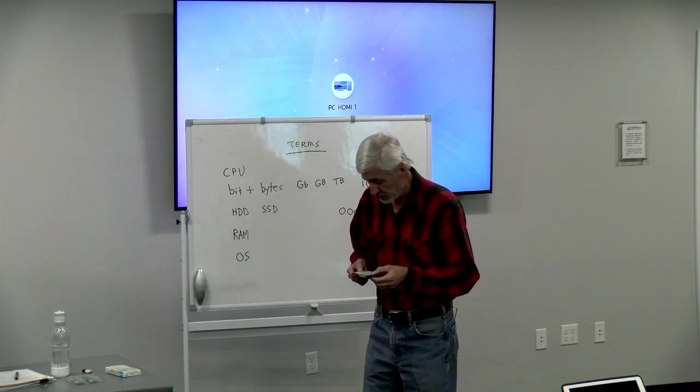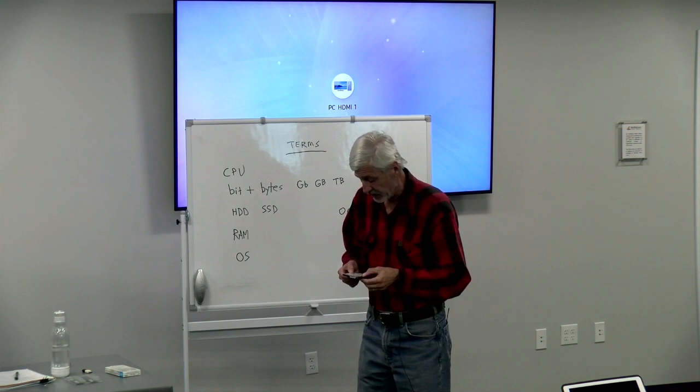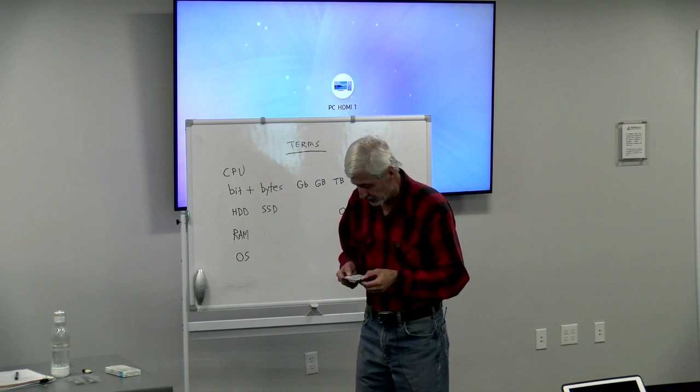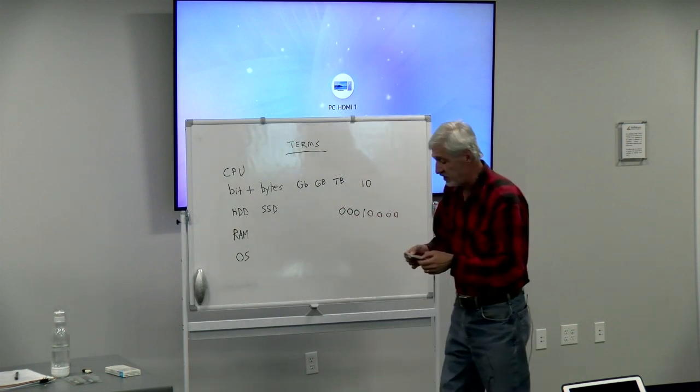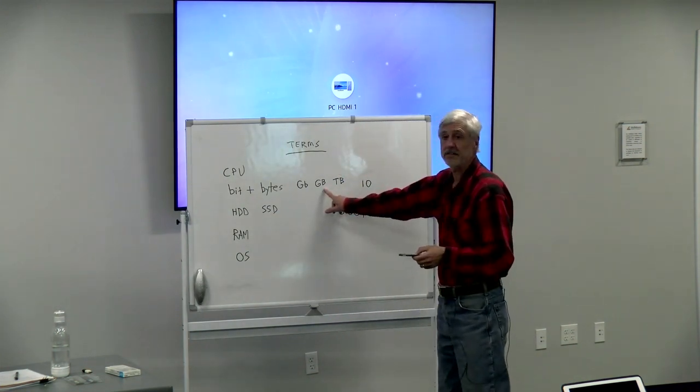And let's talk about our newfound knowledge of the gigabytes. Let's see how big this drive is. What does it say? It says 500 GB. So this disk is 500 gigabytes.